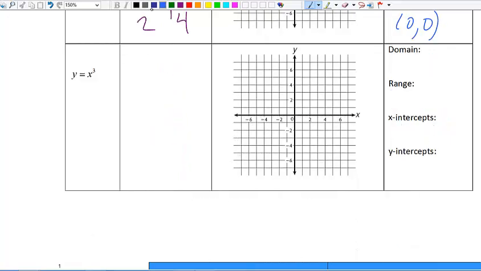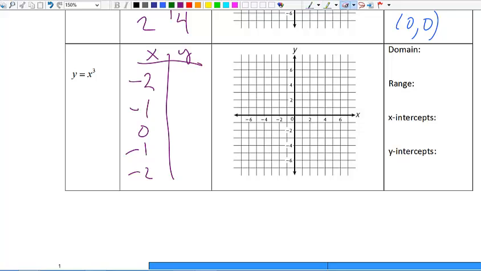Next we're going to start with a nice table of values, and we're going to stick with our same numbers. They seem to be working pretty well for us, although we're going to be a little off the graph, but we'll see that in a second. If you cube a negative, you actually get a negative. So -2 cubed is -8, -1 cubed is -1, 0 cubed is 0, 1 cubed is 1, and 2 cubed is 8.